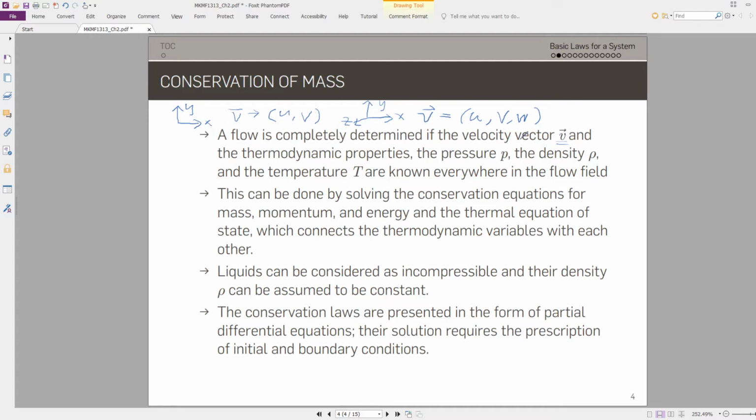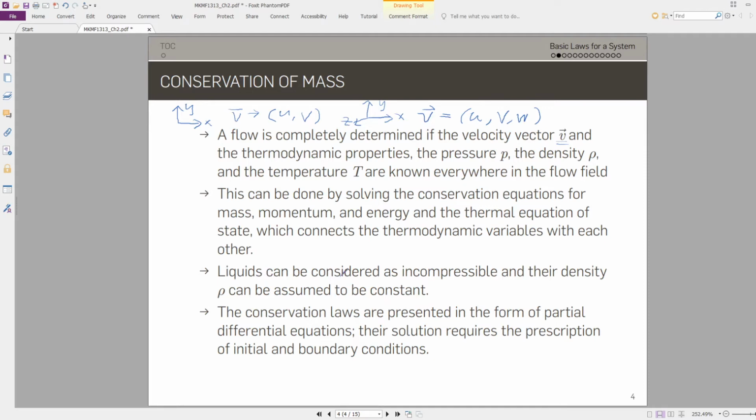If we are dealing with three-dimensional space, x, y, and z, our velocity vector in all directions will have u, the velocity in the x direction, v for the velocity in the y direction, and also w for the velocity in the z direction. This is how we classify the velocity components through the velocity vector. The flow is completely determined if the velocity vector V and the thermodynamic properties, the pressure p, the density rho, and the temperature, are known everywhere in the flow field. This can be done by solving the conservation equations for mass, momentum, and energy, and also the thermal equation of state, which connects the thermodynamic variables.